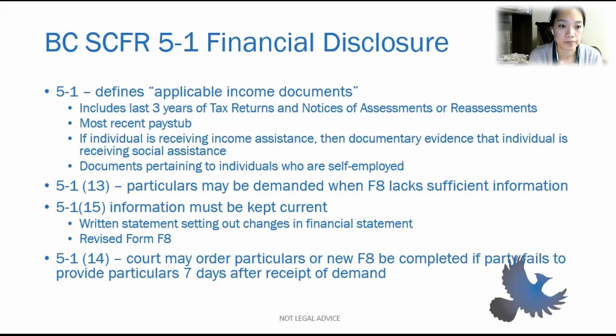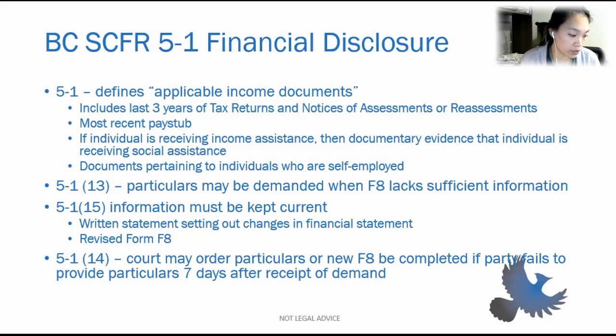I also want to point out sub rule 13, so 5-1 sub 13, which talks about particulars that can be demanded when the financial statement, the F8, lacks sufficient information. What that means is that if the financial statement provided to your client is not sufficient and you think there's missing information, for example, you know the opposing party is self-employed but they did not fill out the business interest section, then your client has the right to demand more information. That's essentially what particulars mean: they can demand more and specific information.